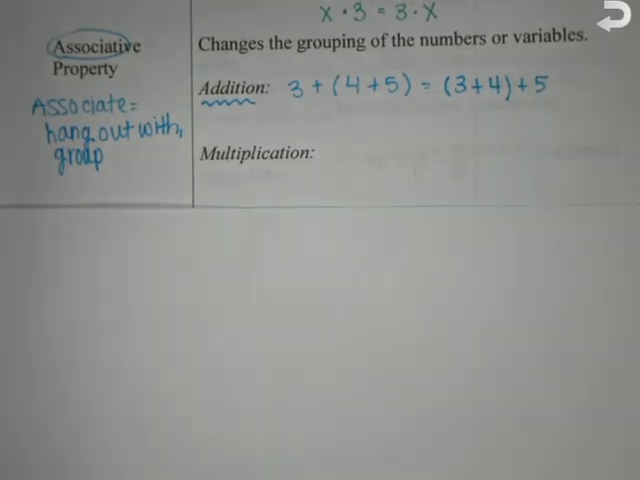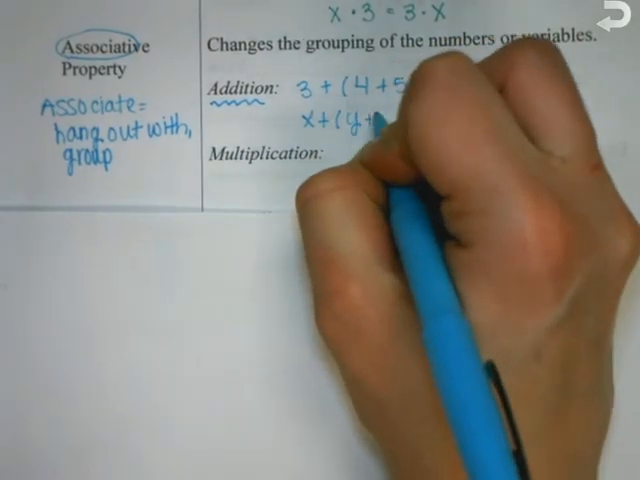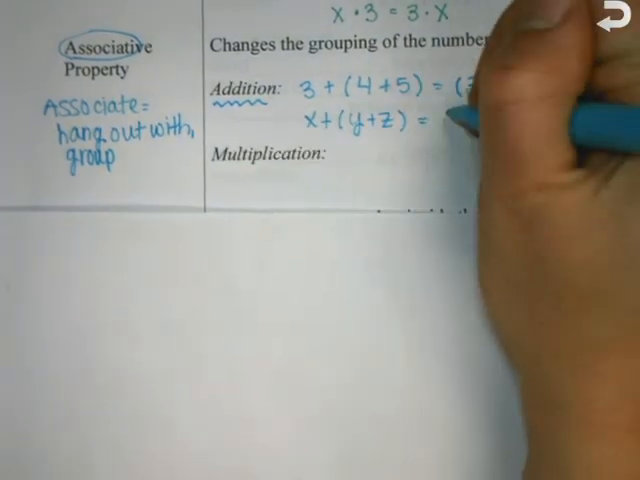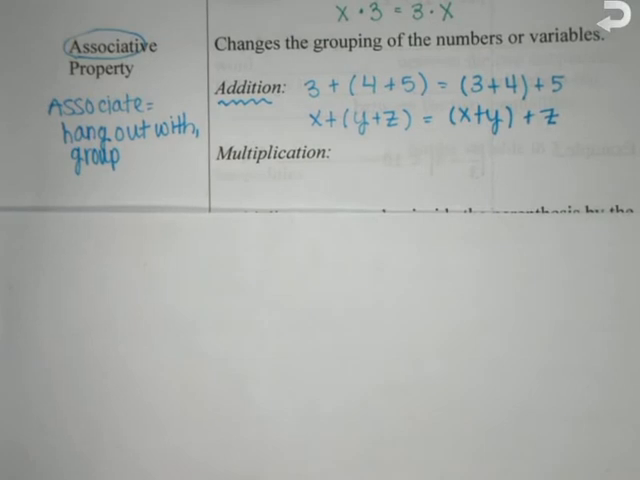Okay, what about with variables? It's the same thing for variables. We could have x plus (y plus z), and that's the same as (x plus y) plus z. So the way that we group them does not make a difference.